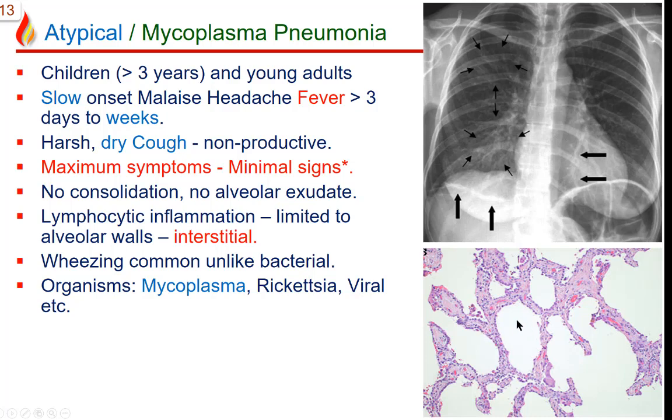alveolar wall and there is no fluid or edema, the cough is dry, non-productive, and there will be maximum dyspnea but minimum signs. X-ray appears almost clear, only curly A, curly B lines here because of the alveolar wall thickening. Wheezing is common, unlike bacterial typical pneumonia. So there are many atypical features, so that's why these are also known as atypical pneumonia. Mycoplasma is the commonest, but it can be caused by other viral disorders.